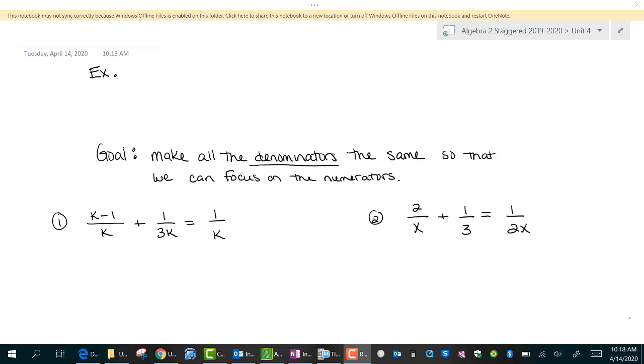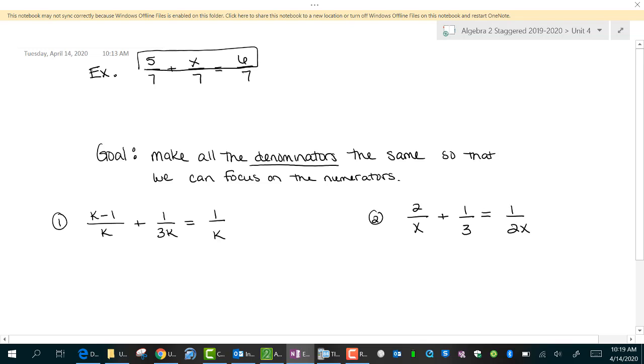Before I get into the examples I've written down, I want to start off with how we did yesterday. If I had a problem such as 5 over 7 plus x over 7 equals 6 over 7, pause for a minute and see, could you figure out what x is? Well, because my denominators are all the same, I can really just focus on those numerators. So 5 plus x equals 6, and I know that 5 plus 1 equals 6, so that means x must equal 1.